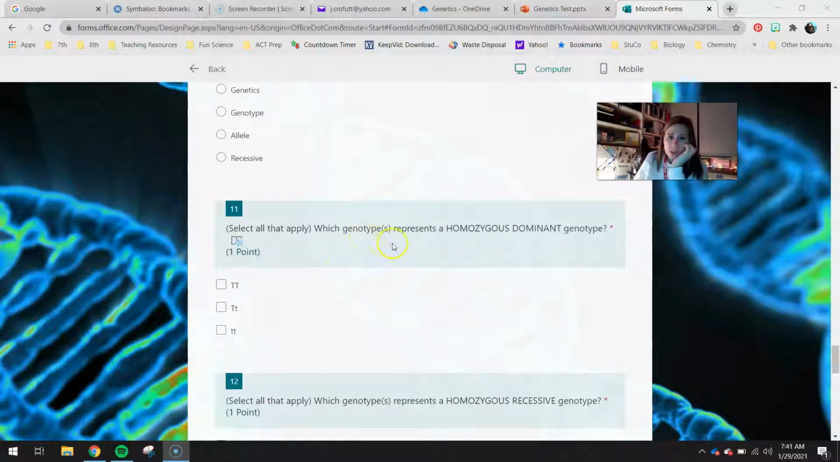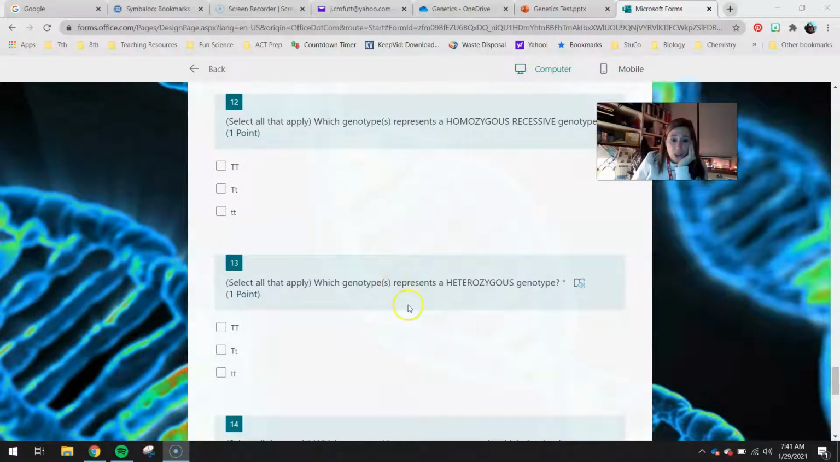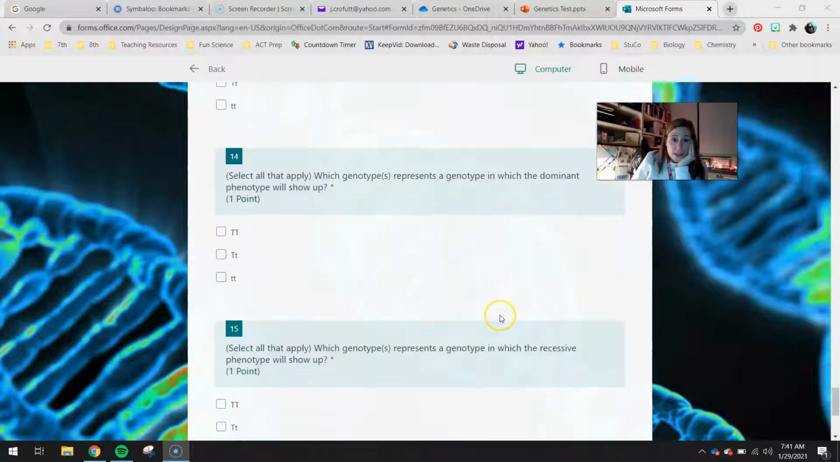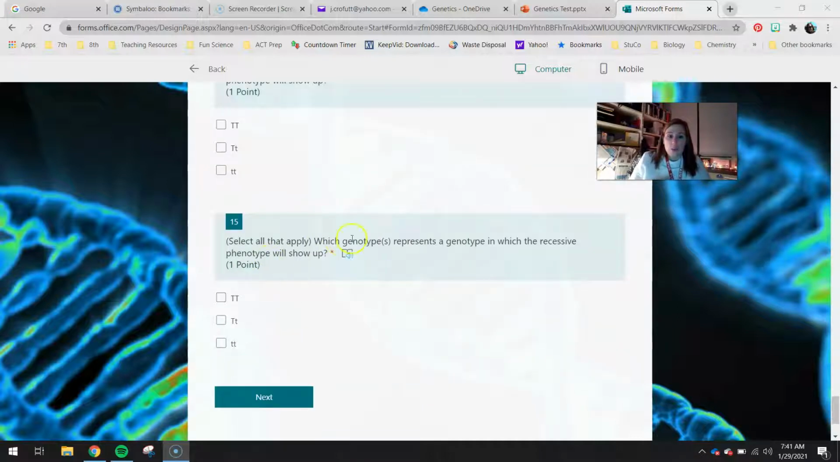So which genotype or genotypes represent a homozygous dominant genotype? Check all the ones that apply. You can check more than one if you need. Okay, select which genotypes represent a homozygous recessive. Which genotype or genotypes represent heterozygous. And which genotype or genotypes represent a genotype in which the dominant phenotype will show up. So we would see the dominant phenotype in an individual, such as brown eyes or PTC tasting. Okay, which genotypes would allow for that to happen? Okay, which genotype or genotypes represent a genotype in which the recessive phenotype shows up? So maybe a non-PTC taster.